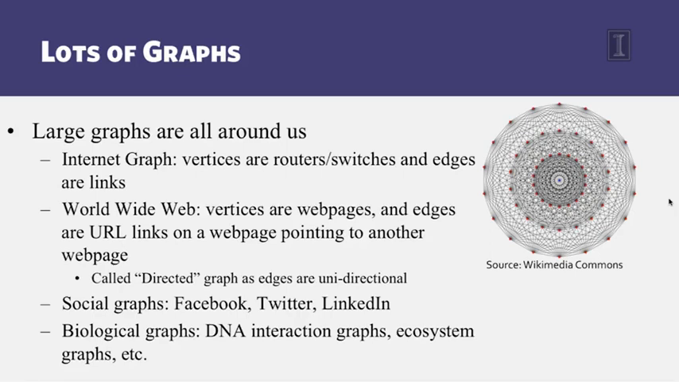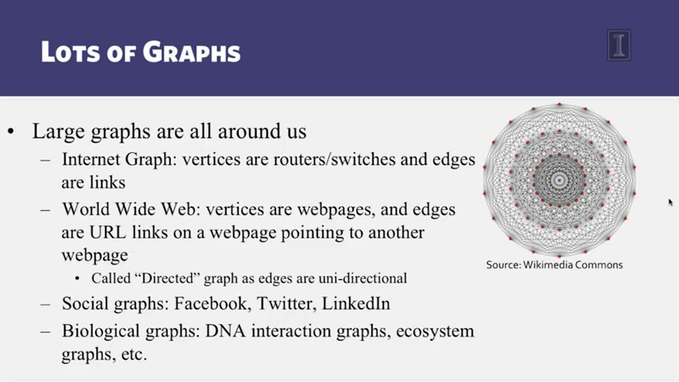Graphs where edges are bidirectional by default are known as undirected graphs. Social graphs such as Facebook are again an example of undirected graphs. Twitter is an example of a directed graph because you can follow someone, but that doesn't mean they'll follow you back. LinkedIn is an undirected graph as well because the edges are bidirectional. Other graphs include the DNA interaction graphs, ecosystem graphs, chemical reaction graphs, and a whole lot of other graphs.